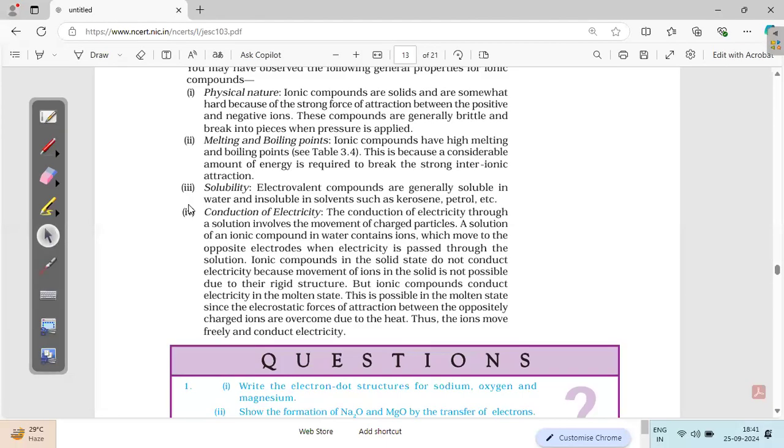Melting and boiling points. We just discussed that ionic compounds have high melting and boiling points. Solubility. Since they are ionic in nature, all the salts are soluble in water. Electrovalent compounds are generally soluble in water and insoluble in solvents like kerosene or petrol. If you put a salt in kerosene, it will be insoluble.